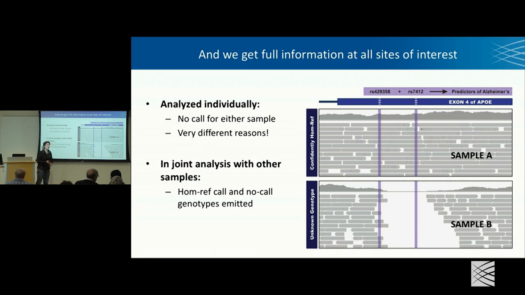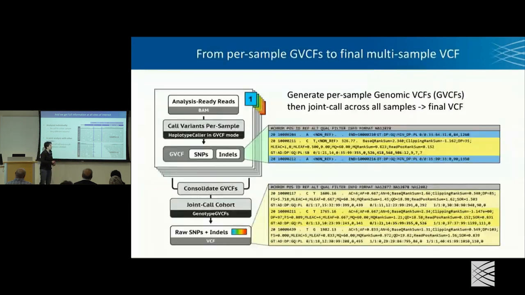It's also very helpful because it gives us more information. With traditional variant calling, if we do it individually, in these two cases you would not get a variant call in either case. These are two markers, predictors of Alzheimer's. In this case, we have sample A, comfortably hom ref. There's clearly no variation here. This person does not have this risk factor. This other person, we don't know. We can't say that confidently because for whatever reason, we don't have data in this area. And we want to be able to distinguish that. So joint calling is going to give us that.